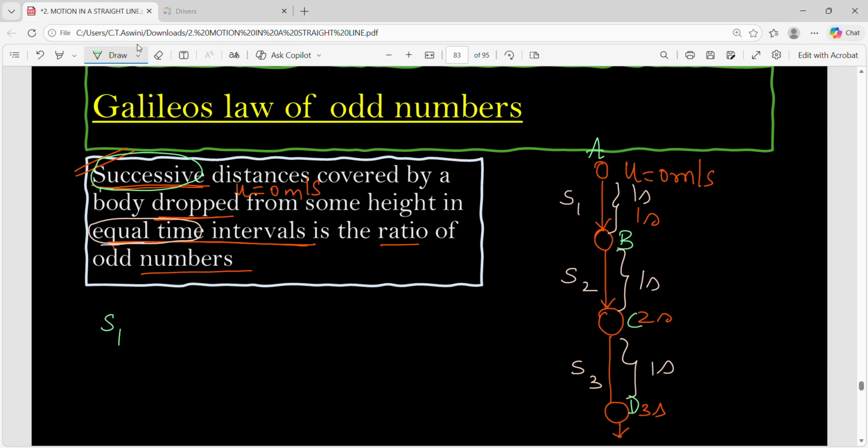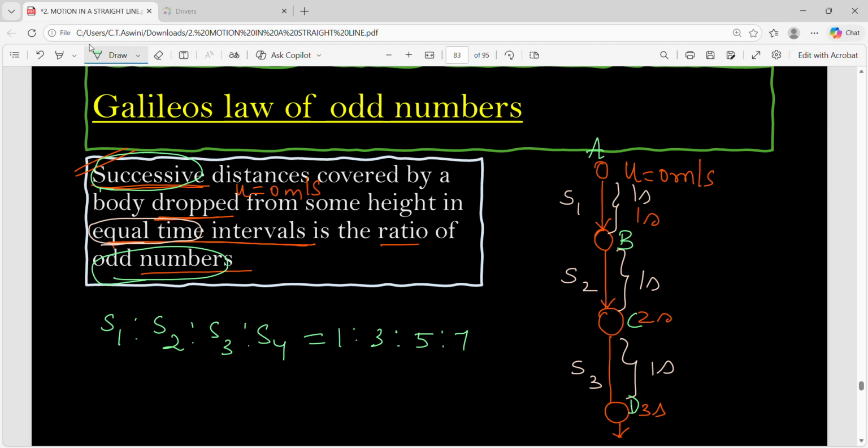And how will these distances be, if I take S1 is to S2 is to S3 is to S4 and so on? You can take anything. This will be the ratio of odd numbers. That means 1 is to 3 is to 5 is to 7 is to 9, and it will go on. And this is valid when initial velocity is 0 and there are equal time intervals, equal time gap, then the successive distances will be in the ratio of odd numbers. Try to understand this. If you have understood, we'll move on to the problems.